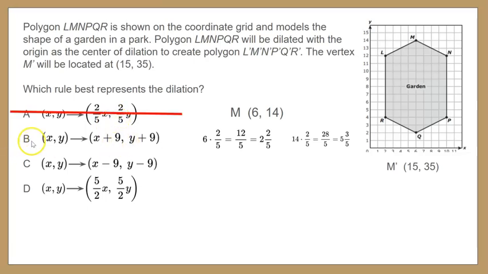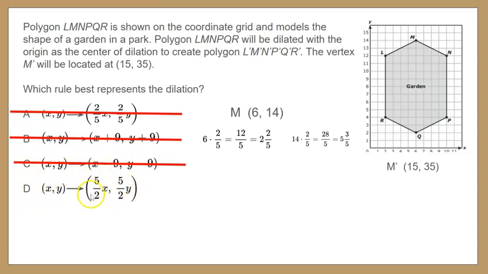Then looking at B, I see that I'm adding 9 and adding 9 to my x and y coordinates. Remember we talked about addition. When you're adding, that is a translation. So this is not a dilation. When I look at C, I see I've got -9 and -9. Once again, not multiplication, so that is also a translation. So this is not an option for this problem, which leaves us with answer choice D.